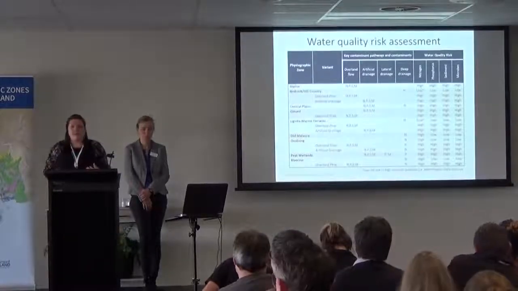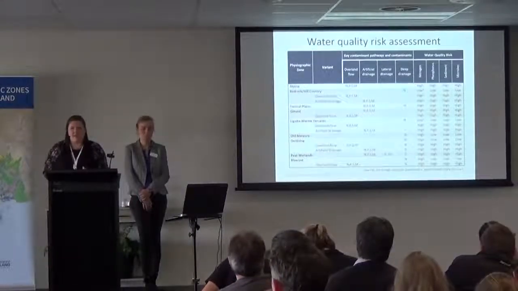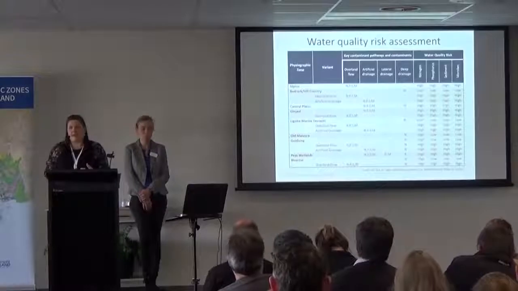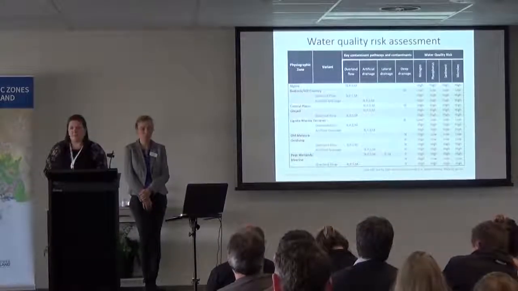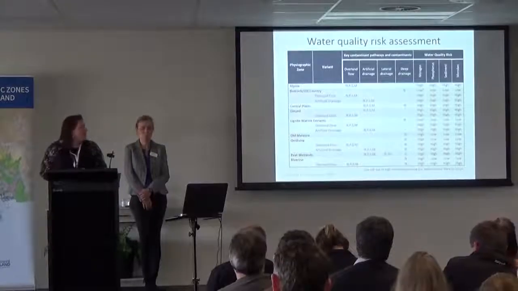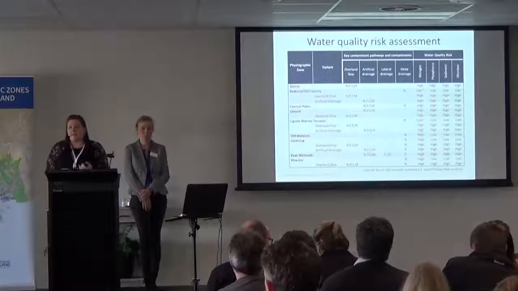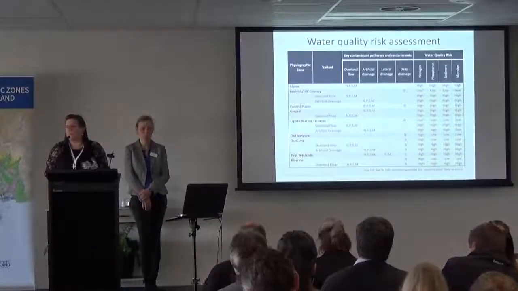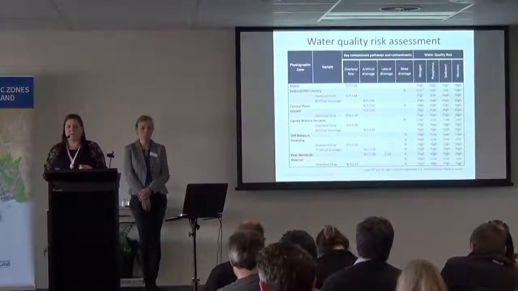So what we get from all that is a water quality risk assessment that can identify your key pathway and the contaminants, and then the water quality risk associated with that. But all this is actually independent of land use. So this is now when you need to bring in your land use activity and think of it in this context.